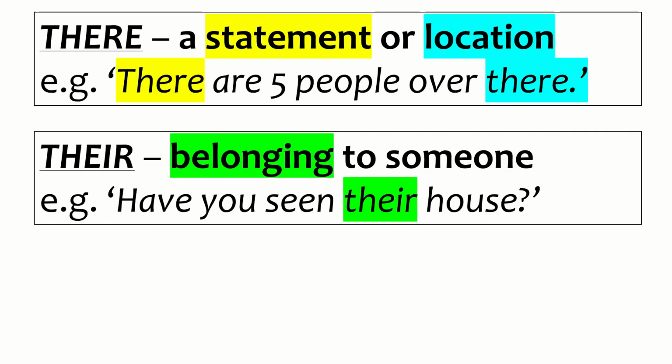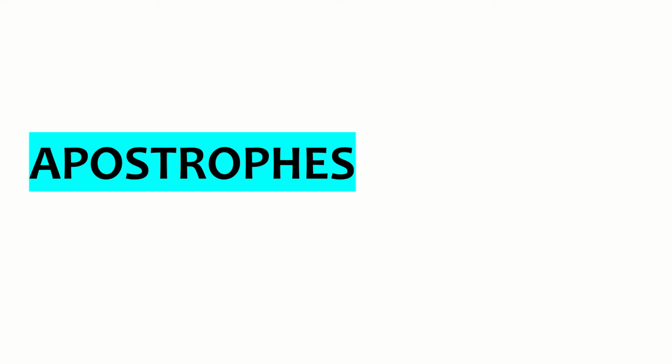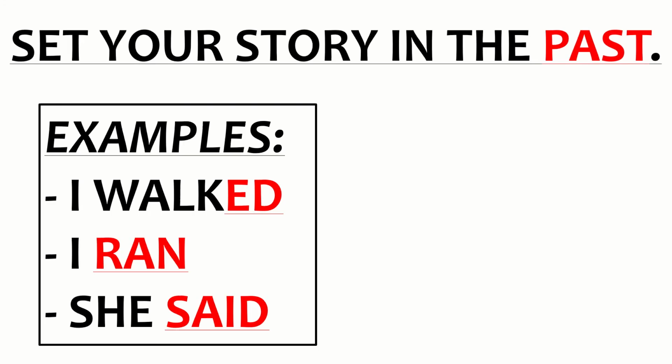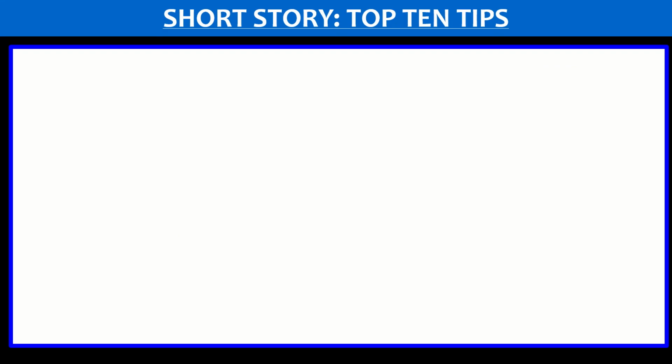And also check your there, their and they're. They're common mistakes. Check your capital letters, they're common mistakes. And check your apostrophes, they're really common mistakes. Obviously, our phones do it for us, but in the exam, we need to check it ourselves. Set your story in the past. That's what I would do. My advice would be, because then that cuts out that tense error that a lot of students do. Just make sure all your verbs are in the past tense.